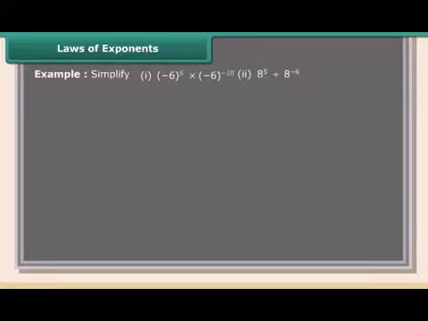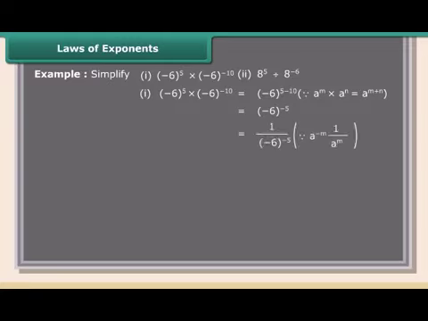Example, simplify (-6)^5 into (-6)^(-10), and 8^5 divided by 8^(-6). (-6)^5 into (-6)^(-10) is equal to (-6)^(5-10), since a^m into a^n is equal to a^(m+n), which is equal to (-6)^(-5), which is equal to 1 upon (-6)^5, since a^(-m) is equal to 1 upon a^m.